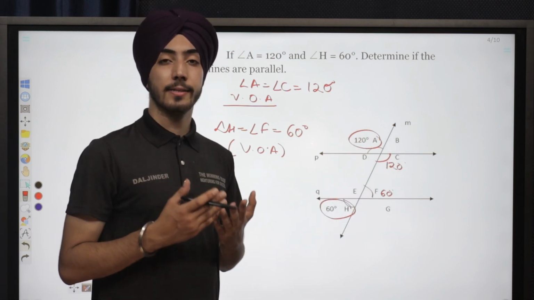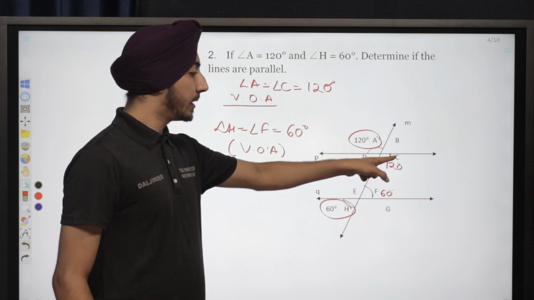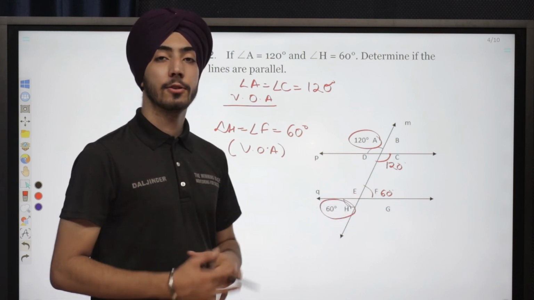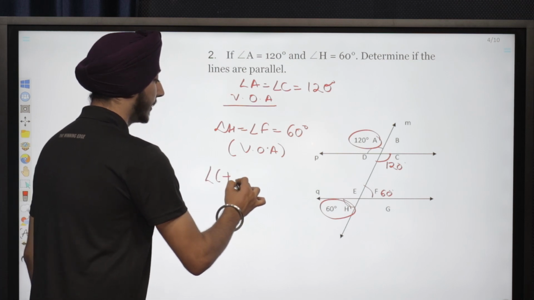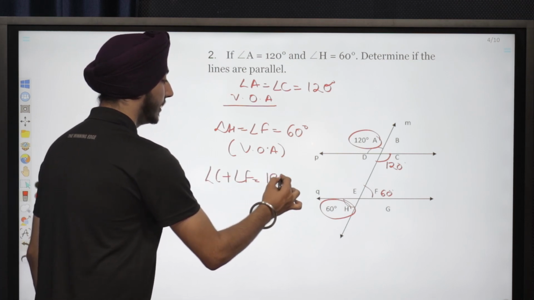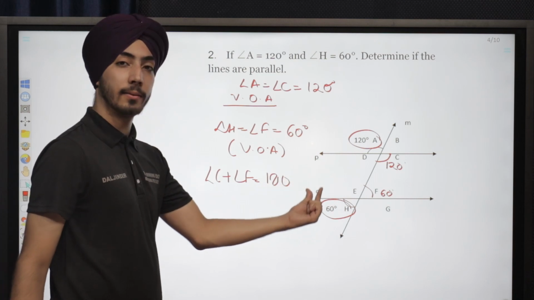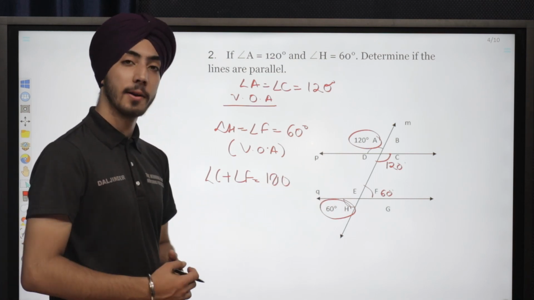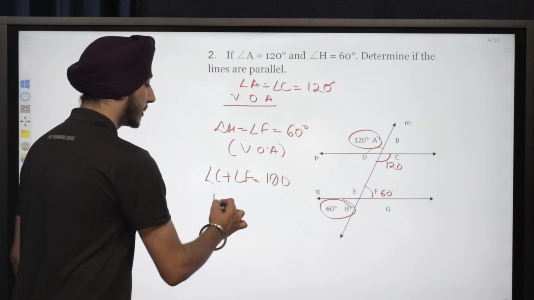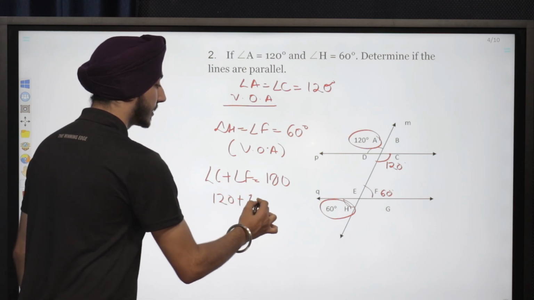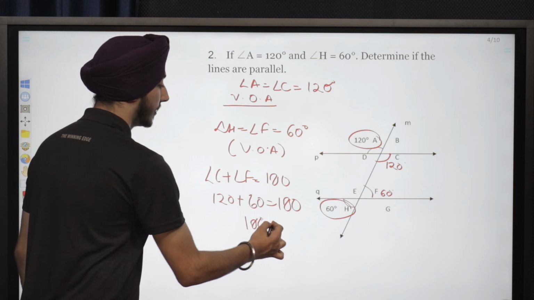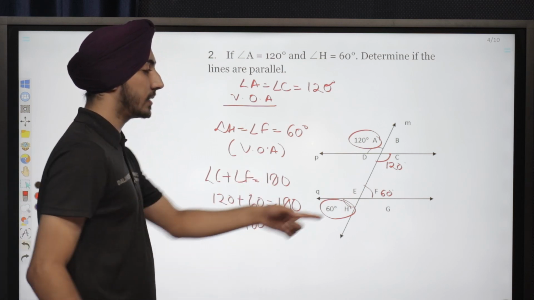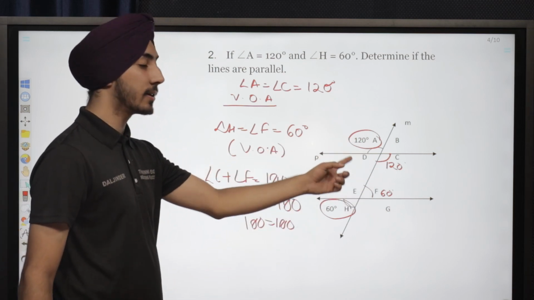So to prove that these lines are parallel or not, what should the sum of these two be? It should be 180 degrees. So let's see, angle C plus angle F should be equal to 180 degrees to prove that line P and line Q are parallel. So we'll write down the values. 120 plus 60 gives us 180, right? So 180. It means their sum is 180, which means these lines are parallel.